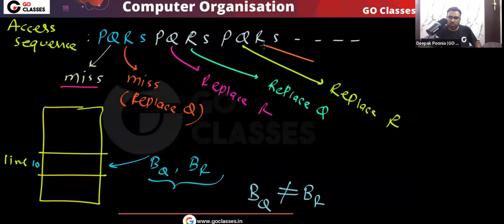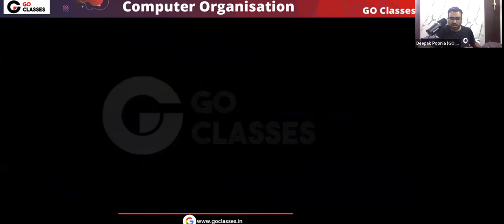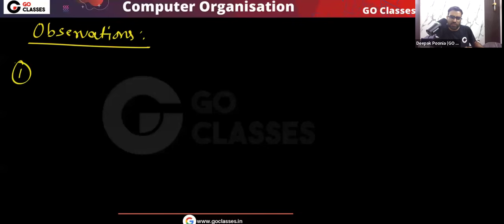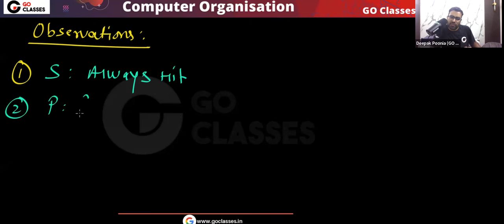This R will replace Q. Okay, and so on. So let me tell you about the final conclusions, some observations. The first observation: you can notice that S is always hit. The second observation: P is a first-time miss, first time miss, then always hit.